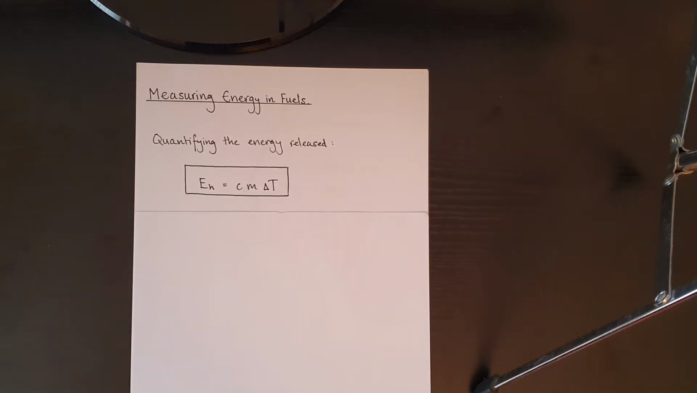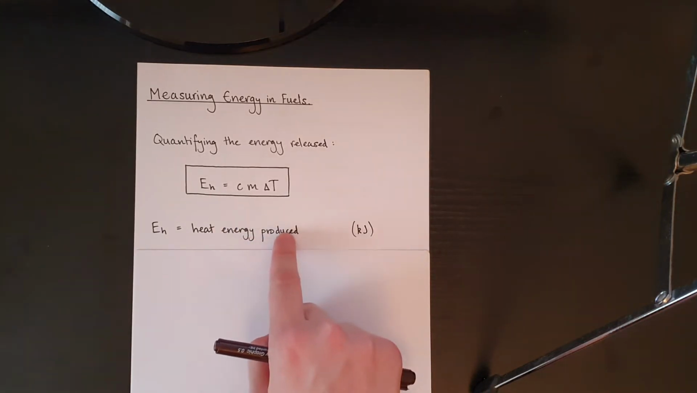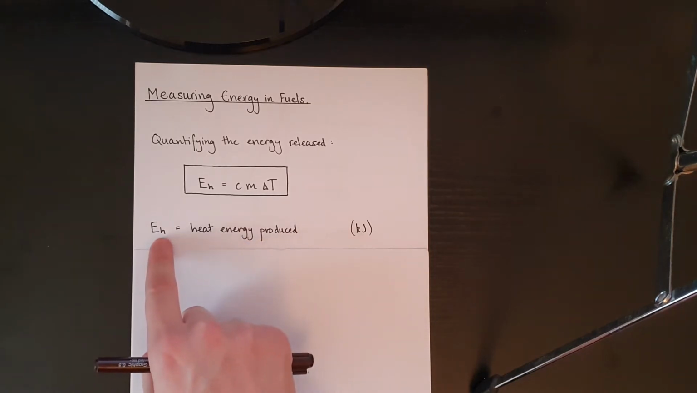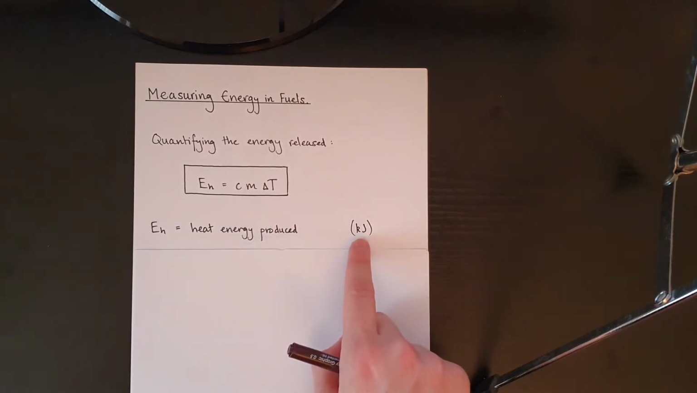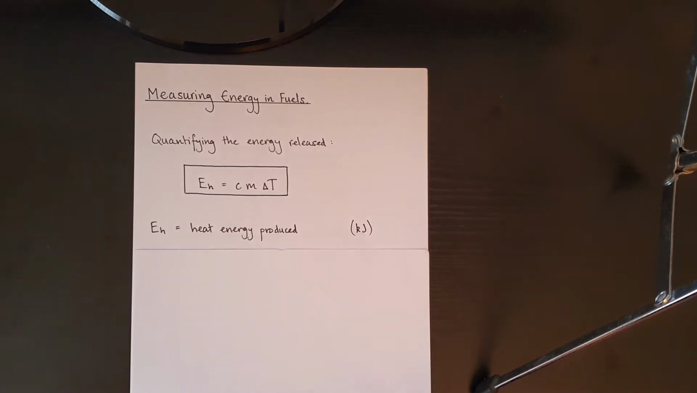So first of all, we'll go left to right. We have E with little h. Now E, whenever you see capital E, you should immediately be thinking that this is some kind of energy quantity. And in this case, it's the heat energy produced. And you can remember that using the little h, so we're talking about enthalpy. So heat energy produced, and we always want to make sure we're giving that value in kilojoules if we're asked.